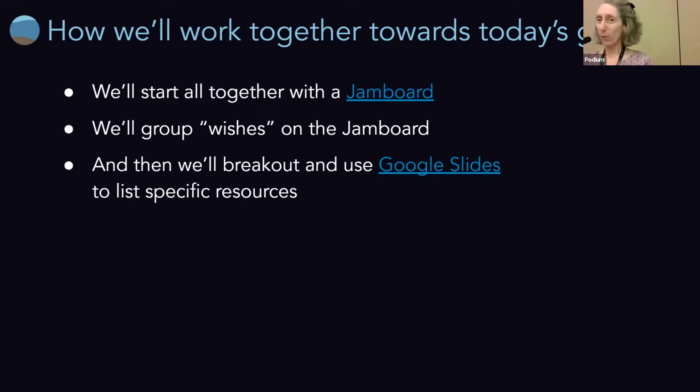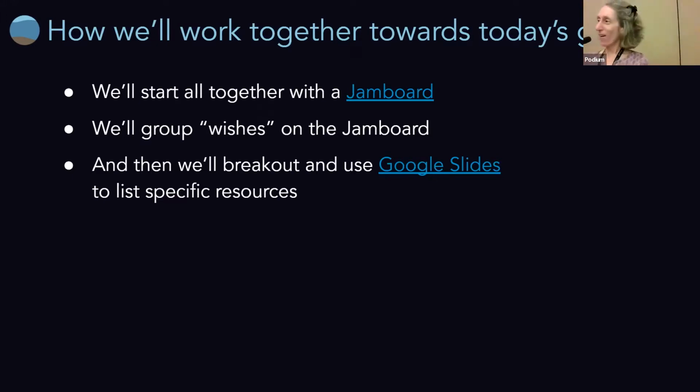We're going to start together with a Jamboard, and I'll show you that in a moment if you're unfamiliar. Then we're going to throw sticky notes onto the Jamboard, and we might discover that some of our wish lists overlap. Like maybe what I wish might be what Mike wishes, for example. So we'll group the wishes on the Jamboard, and then we can use that in our breakout. We're going to have a room breakout and then a virtual breakout. In our breakout, we'll be able to use Google Slides to start identifying specific resources that address that need.